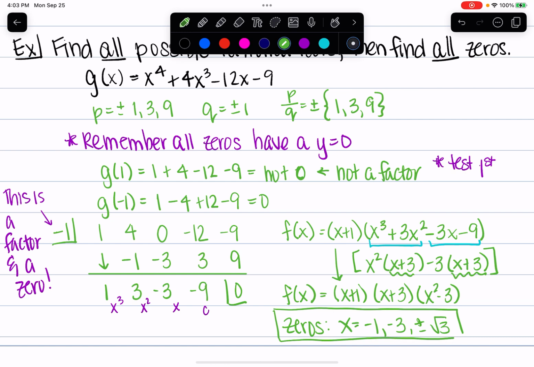Then you would continue on and do your y-intercept and use your multiplicity, and then you would graph it. That is what is expected of you on your homework, is to do all of that.